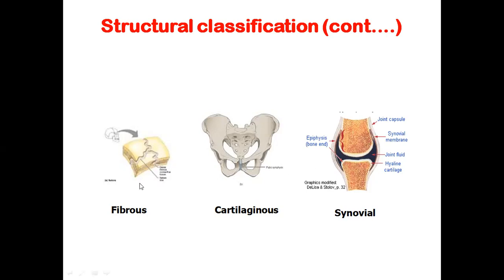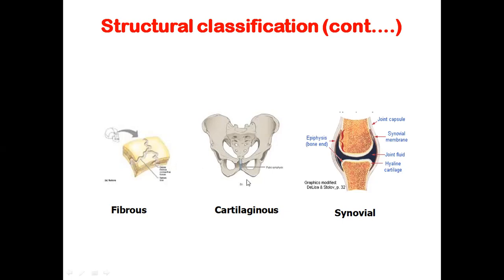In fibrous joints, there is a fibrous tissue in between the joining bones. This is a bone, this is a bone, and this is also a bone. These are the bones of the skull. These are united by a fibrous tissue. This is the joint, this is the joint between the bones. So the bones are united by fibrous tissue.